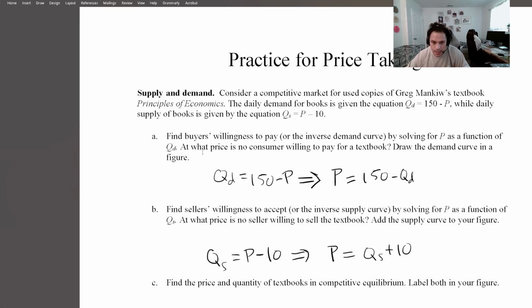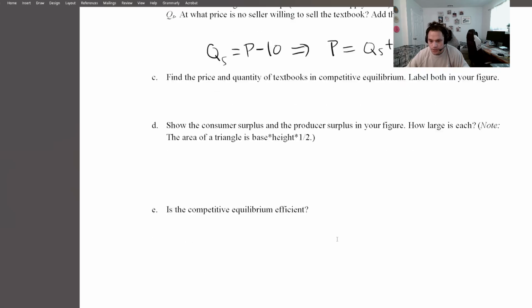Now, for both of these, I need to build these functions into my figure, and I'm asked the same thing: at what price is no one willing to buy this book, and at what price is no one willing to sell this book? Writing it in this inverse form, meaning P is a function of Q, so the price is determined by changes in our quantity, makes it a lot easier. So we'll go down to our figure and we'll start building out the pieces using these functions.